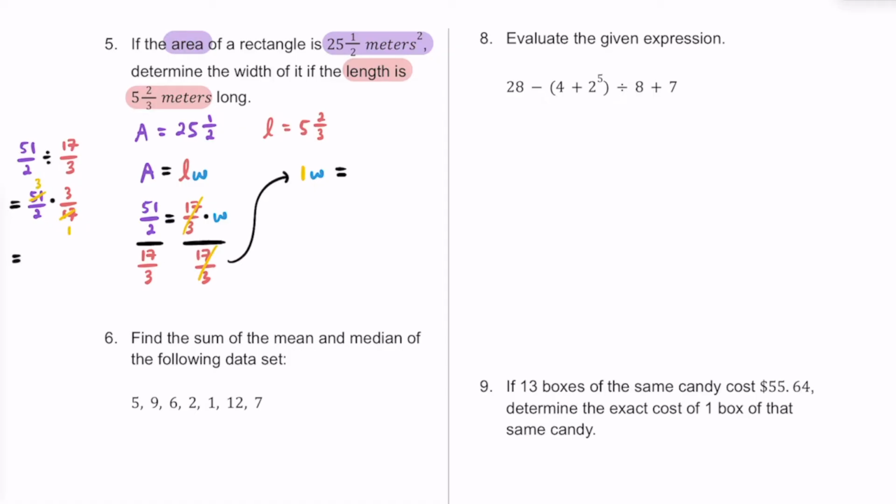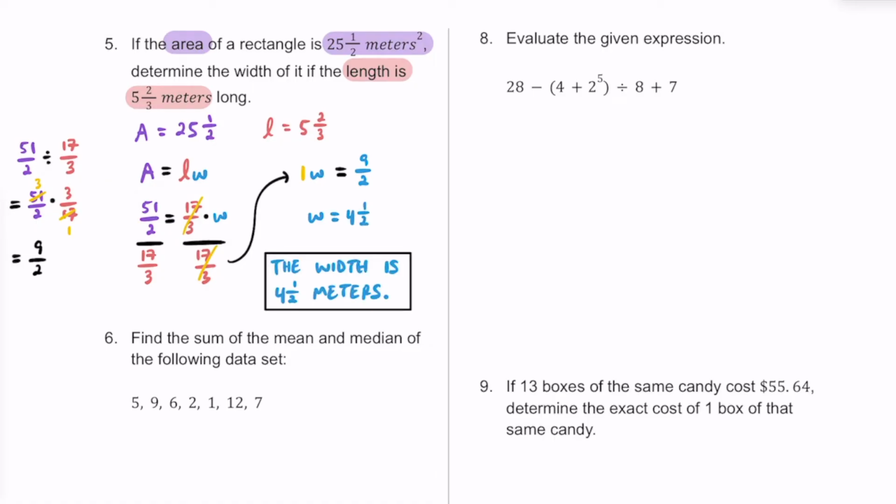Now if we go ahead and just multiply across here, we're going to get 3 times 3 is 9, and 2 times 1 is going to be equal to 2. So our width here is going to be 9 halves. Right? Now, if you want to simplify this a little more or rewrite this as a mixed number, you can. You can say the width here is going to be 4.5. And so we can conclude here that the width of this rectangle would be 4.5 meters long. Now, if you wanted to check this, you could take this 4.5 and you can go ahead and multiply it by this 5 2/3, and you should get this 25.5 square meters as well.